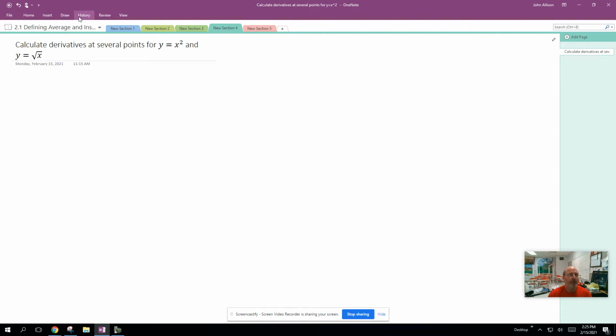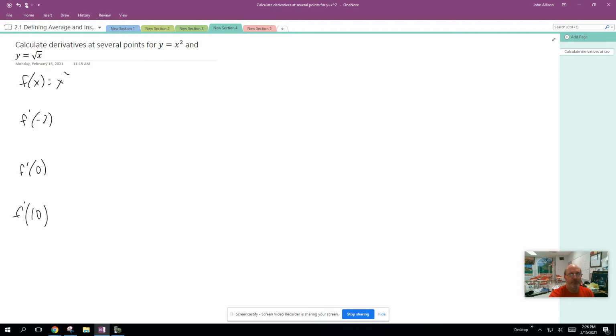So if we have f of x equals x squared, let's find the derivative at -2. Let's find the derivative at 0. And let's find the derivative at 10.